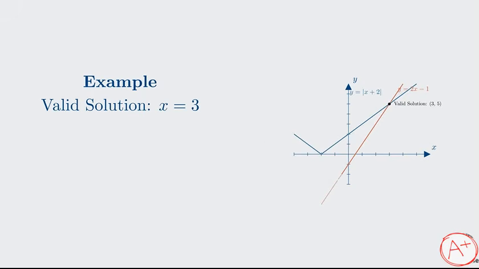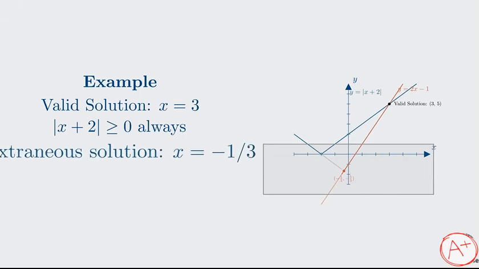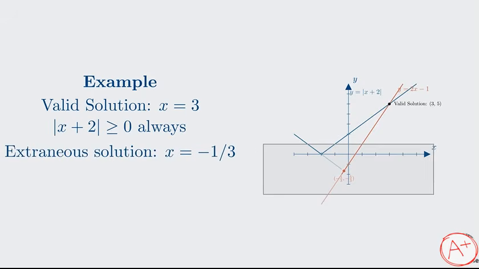The second intersection point occurs at x equals negative 1/3. However, this happens below the x-axis where the y value is negative 5/3. Since the modulus function, y equals the modulus of x plus 2, is never negative, it cannot equal the line at this depth. The algebraic method finds where the line would meet the reflected part of the V if it continued downward. This is why we must always verify our answers algebraically.